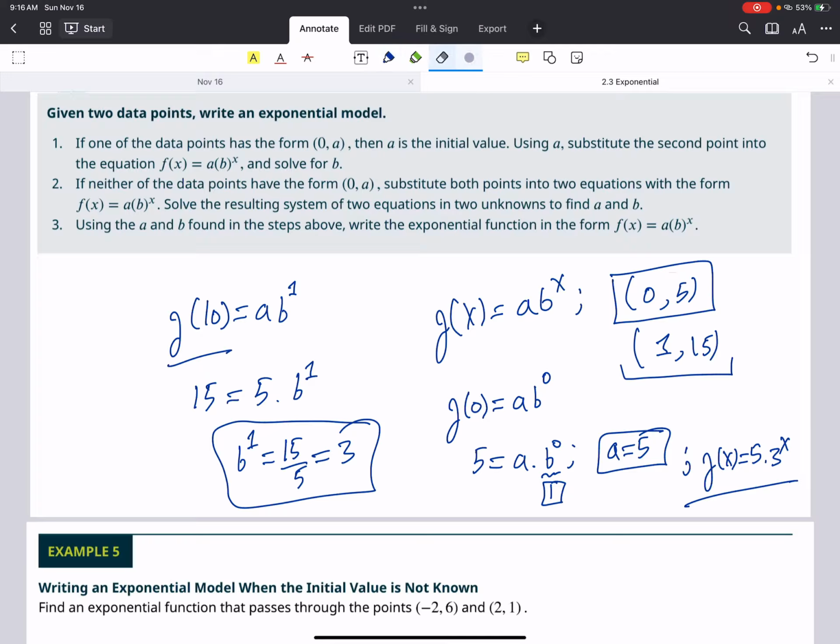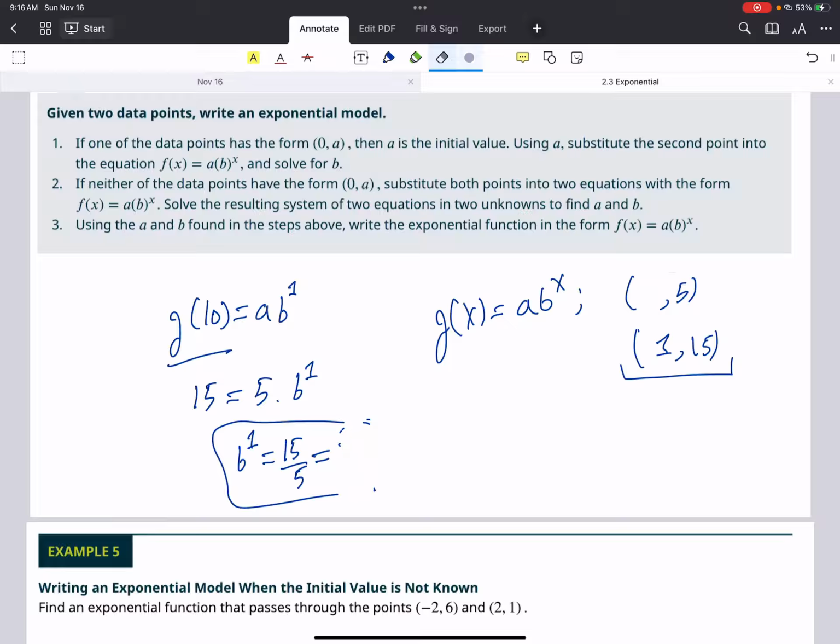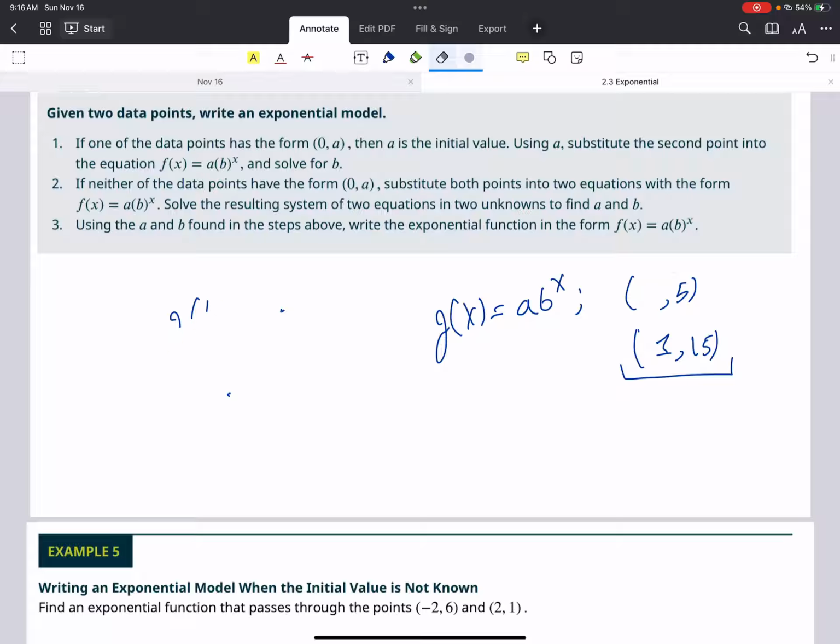But what if the 2 points given do not include x equals 0, which is basically the y-intercept, right? What if the 2 points given don't include the y-intercept? Well, let's have a look. Let's go with an easy number, 2 maybe. Anyways, if you're given these 2 points, how do you solve it?